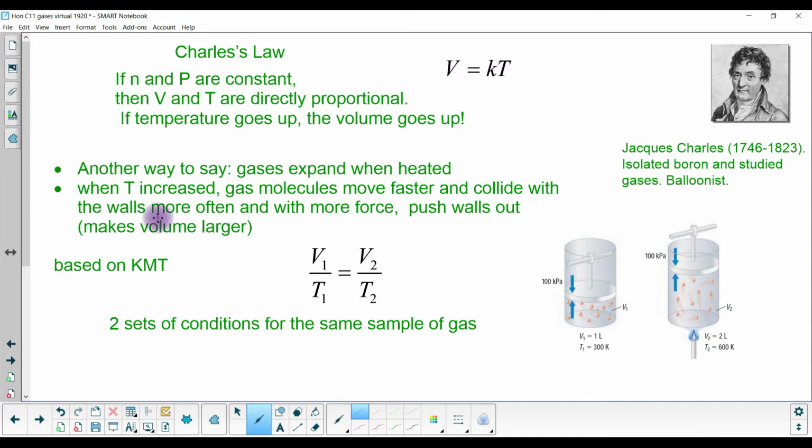Why does the volume increase? The temperature increase means the energy of the gases has increased. The gases are moving faster, so they hit more often and with more force, and that pushes the container out. That explanation is based on the kinetic molecular theory. Again, we're looking at two sets of conditions for the same sample. We have volume 1 over temperature 1 equals volume 2 over temperature 2.